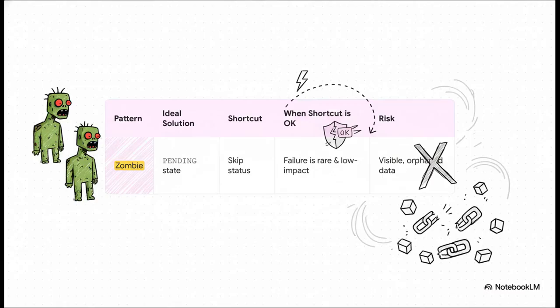This table lays out that choice perfectly. The ideal zombie pattern gives you that rock-solid resilience. But yeah, there's a shortcut. You could just skip the status field and hope for the best. And look, that shortcut might be okay if that second write almost never fails, or if an orphaned entity isn't a huge deal. But you have to know the risk you're taking. You could end up with those visible, confusing orphans that cause problems for your users.